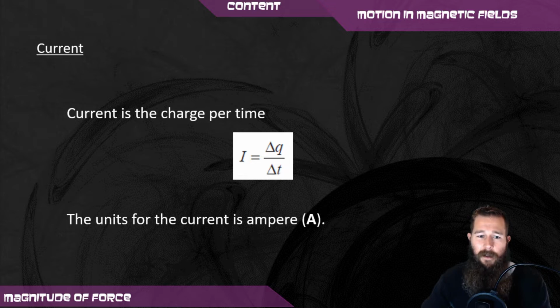So current is the charge per time, meaning when we're looking at charged particles, typically we look at electrons that are moving in conductors through electricity. So the charge per time is how many electrons move past a certain point in a certain time. So the more electrons that move, the more current we have. The units for this are ampere. Often in my videos I just shorten it to amps.